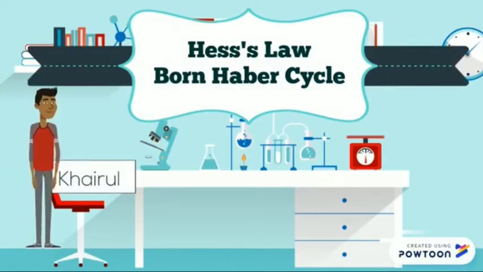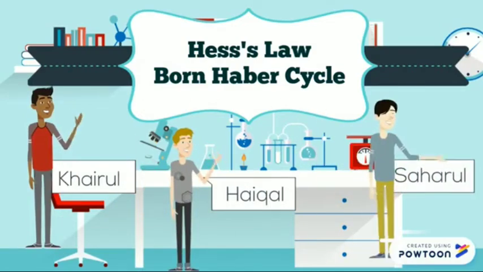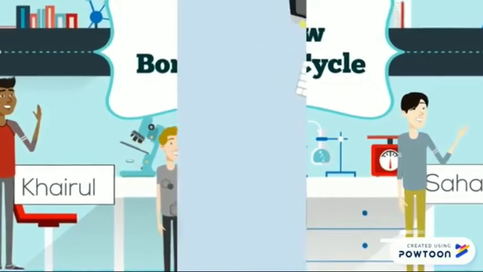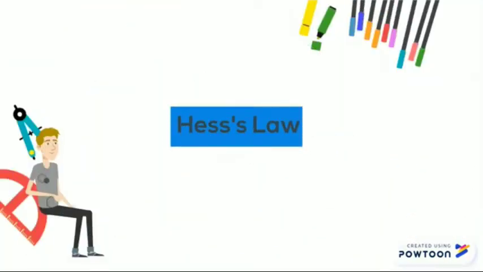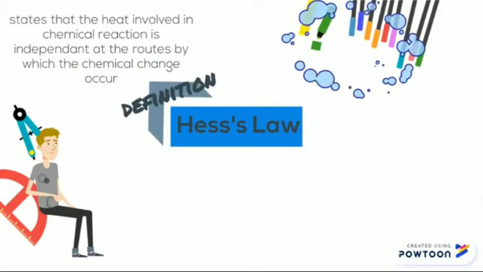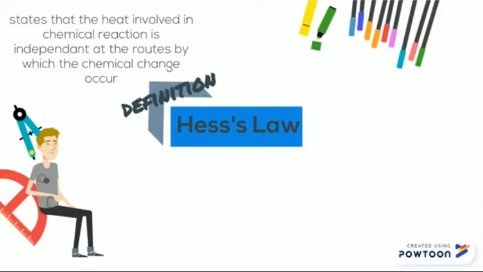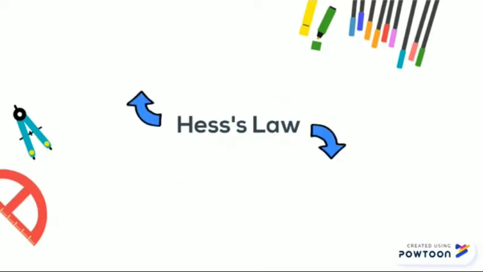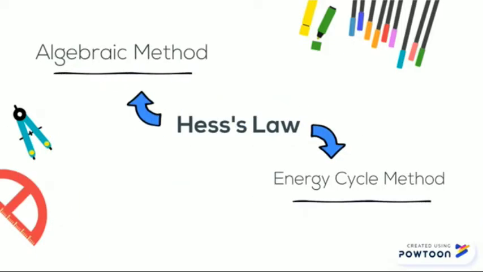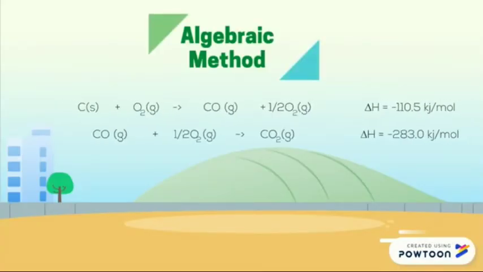Hess's law and Born-Haber cycle. What is Hess's law? The definition of Hess's law states that the heat involved in a chemical reaction is independent of the routes by which the chemical change occurs, and its equation is delta H reaction equals delta H product minus delta H reactant. Hess's law consists of two methods, the algebraic method and the energy cycle method. So this is how the algebraic method is done.